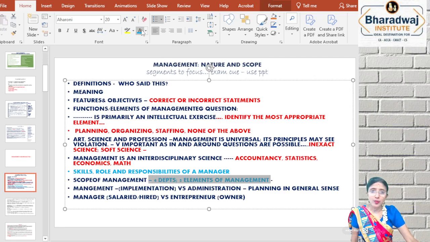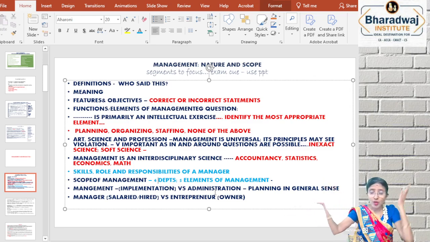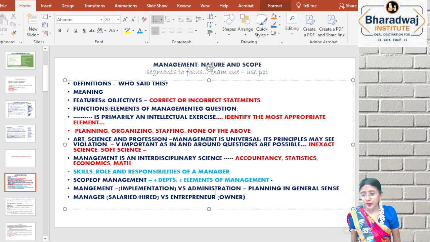Scope of management. Remember the 4 departments and the 5 elements. The 4 departments are production department, marketing department, finance department, and personnel department. Right. Okay. And remember, management versus administration. Which is higher than which? Management is implementation. Administration is formulation. Remember, administration is a higher level activity. Management is a lower level activity, meaning next to administration. So policy formulation is administration. Policy implementation is management. And then manager versus entrepreneur. A manager is a hired professional, a salaried person. An entrepreneur is an owner.